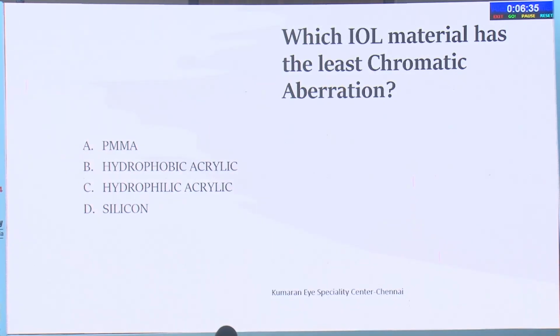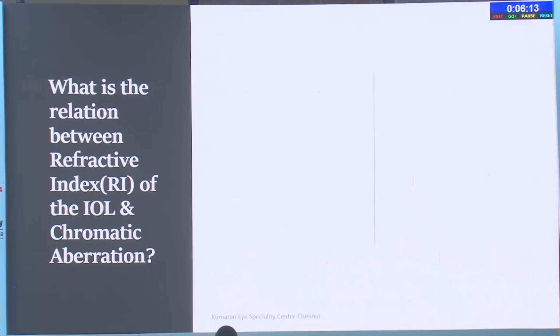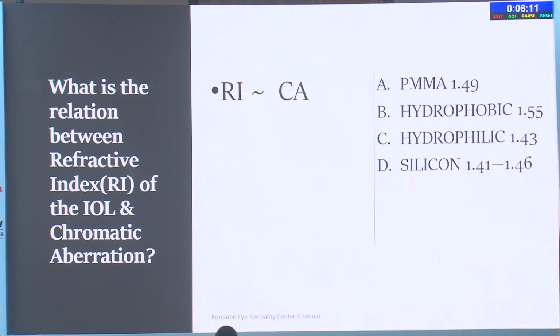Which IOL has the least chromatic aberration? You'll be amazed to find that your normal PMMA lens is the best lens available because the Abbe number is very high and the chromatic aberration is very less. It is inversely proportional. But we never use these lenses. And this is the only lens which, even if it is decentered, will not cause any glare and halos. It's much better than any of these lenses. But why do we run after hydrophilics and hydrophobics? The next thing you have to look at when you look into IOLs is the refractive index.